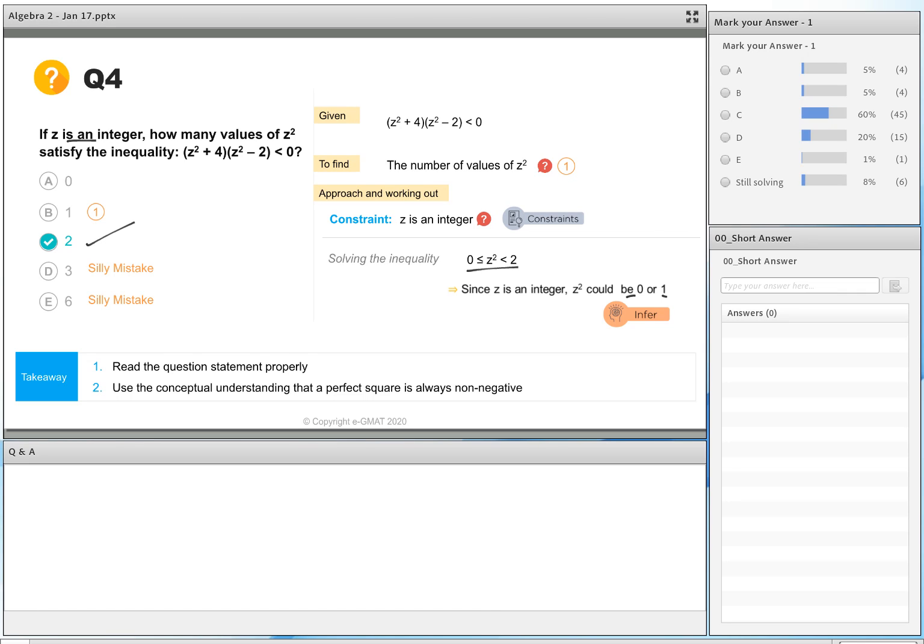If you had chosen choice D, it means that you have taken the values of z and not z square. And what are the values of z for which I have these possible values of 0 and 1? It's either -1 or 0 or 1. So that's the reason the answer for this question is not choice D.